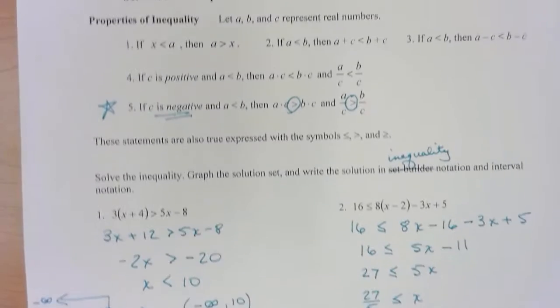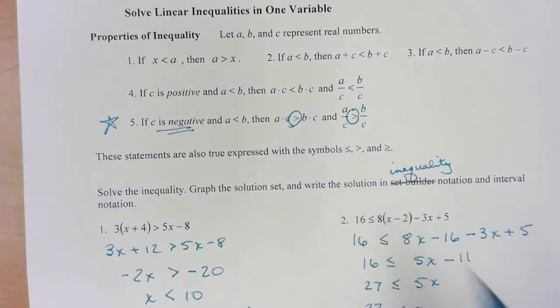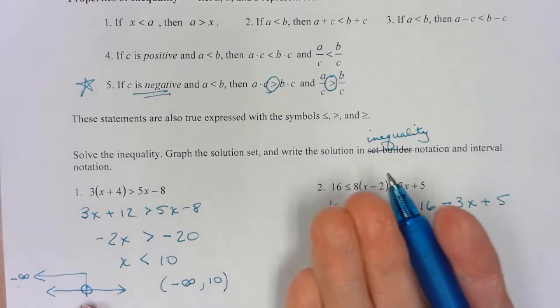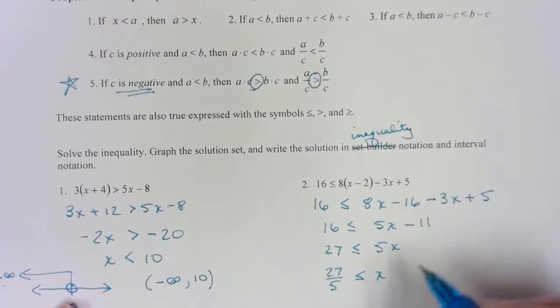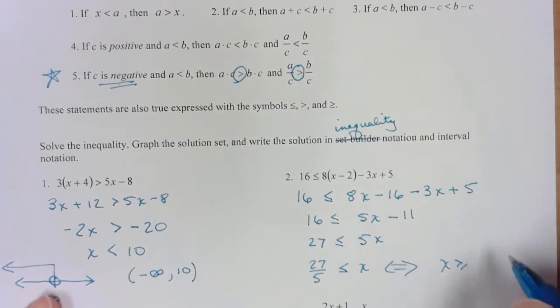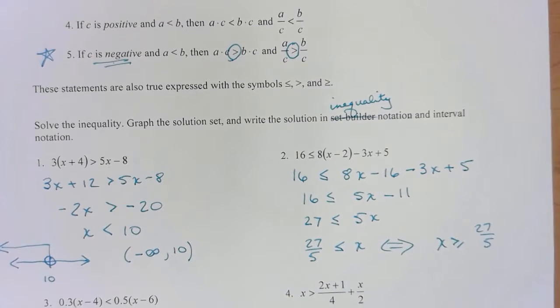Now this is why we have number 1 up here, because you really need to have x on your left-hand side. So I'm going to put my pancake thing there, flip it over, so I can reverse that. These are the same thing. x is greater than or equal to 27 over 5. So there's my inequality.